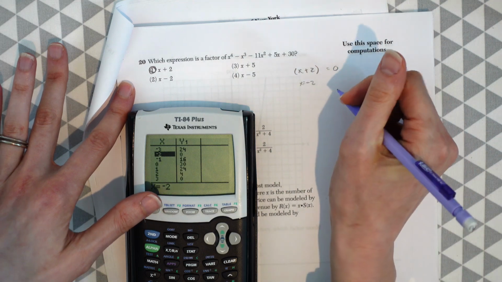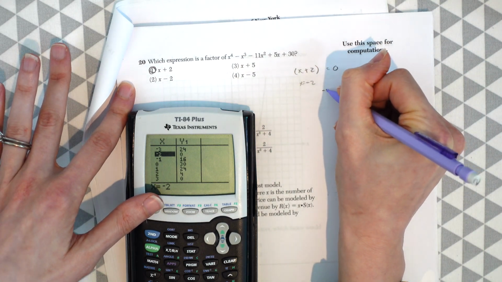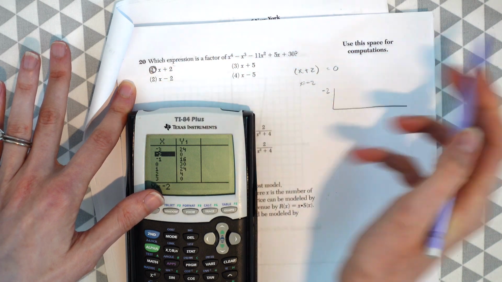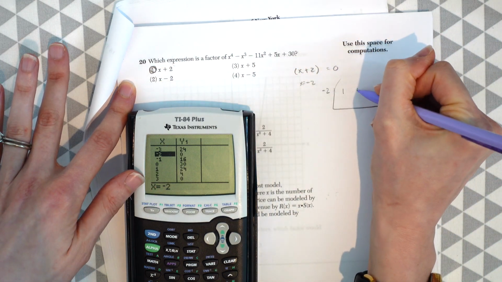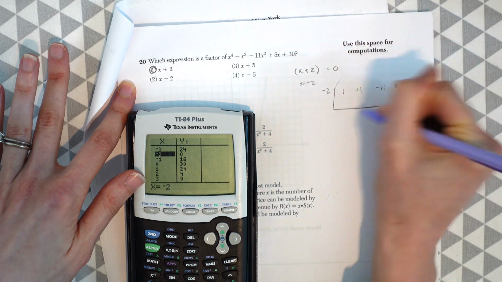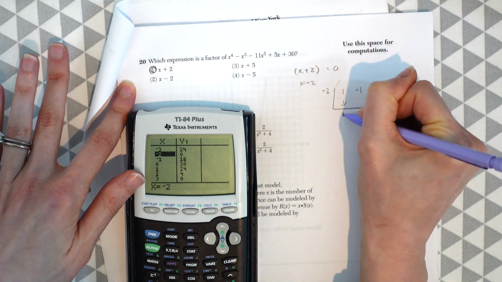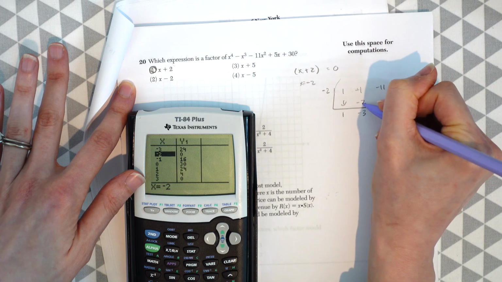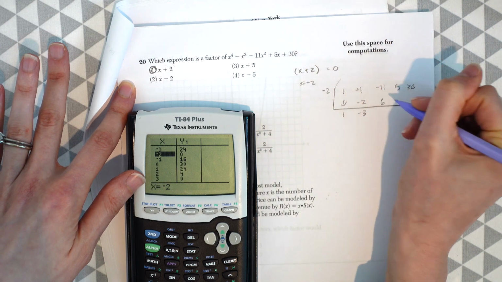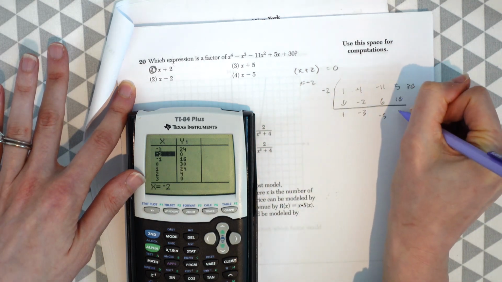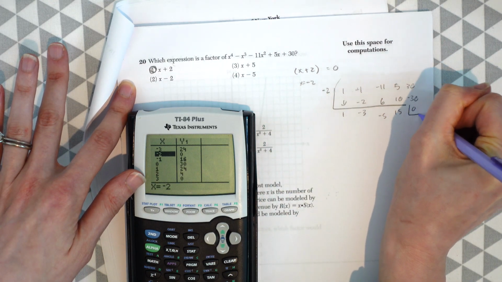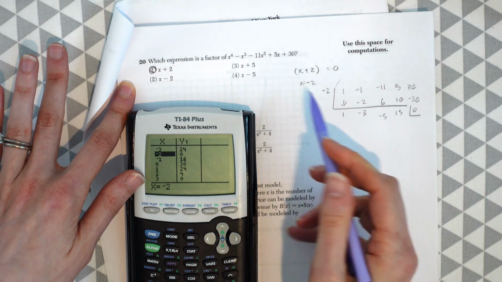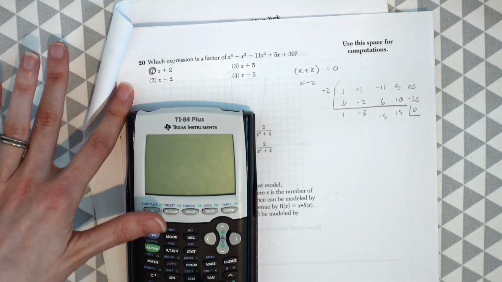Another way you could do it is doing synthetic division. If you just take the synthetic division of this factor right here, doing all the coefficients, bringing this down, 1 times -2 is -2, -2 plus -1 is -3. And you could see that this is a factor because it has a remainder of 0. So we know that x plus 2 is a factor.